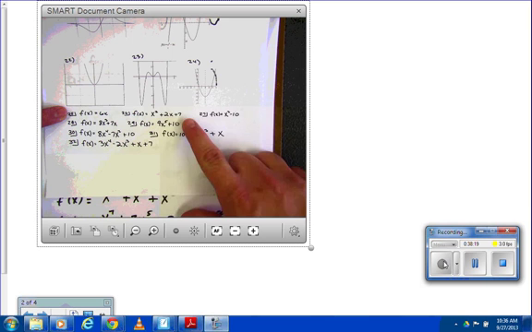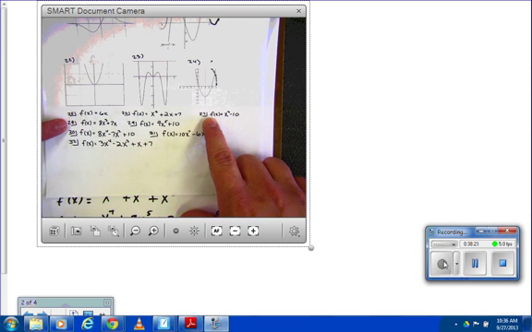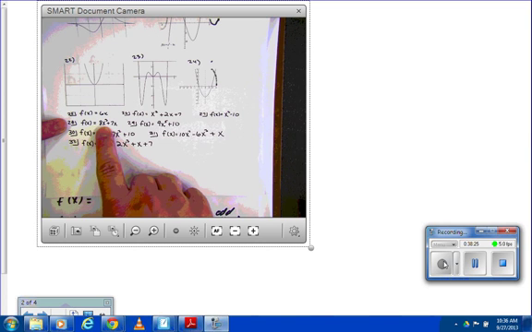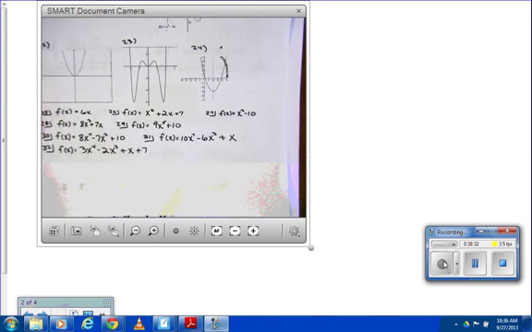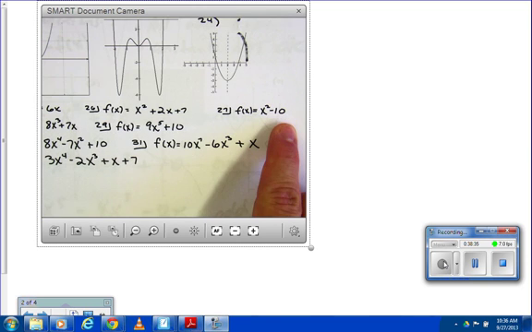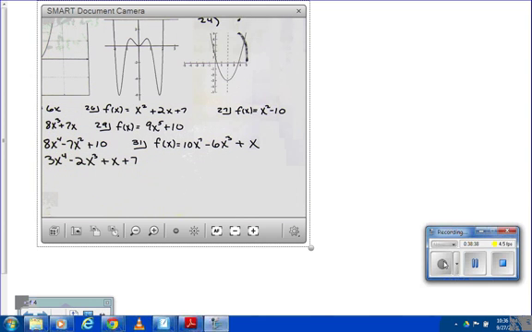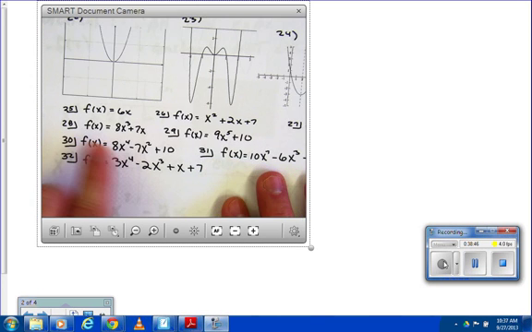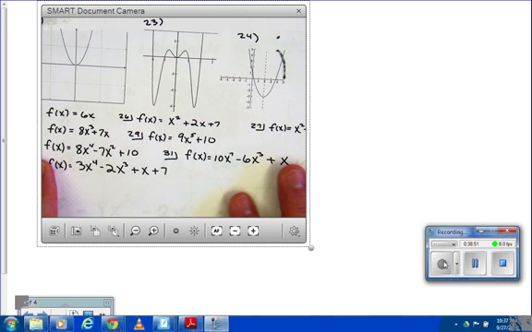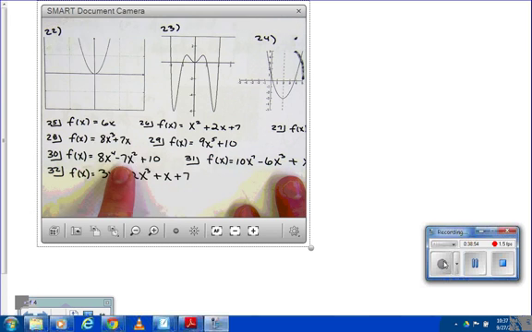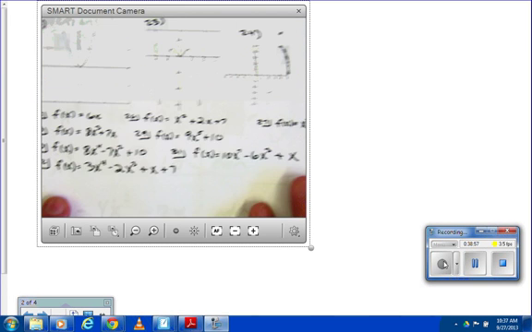25, odd. 26, neither. 27, even. It has an even exponent, right? The constant's okay. Just think about it. It's just going to take the parabola and shift it down 10. It's not going to affect the symmetry with the y-axis. 28, odd. 29, neither. The plus 10 messed it up. 30 would be even. 31, odd. 32, neither.